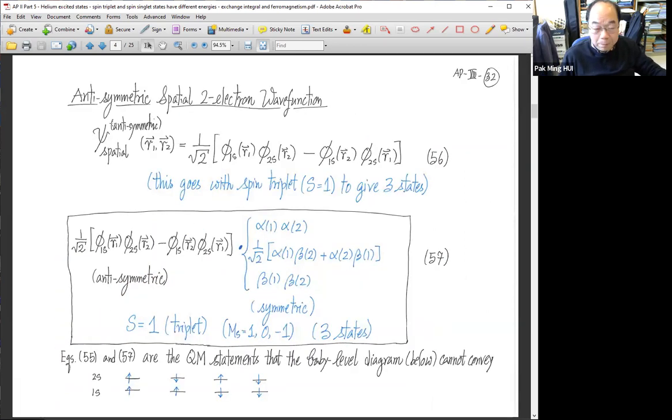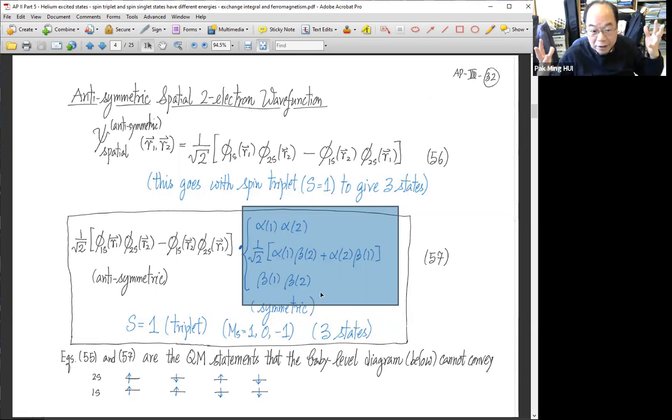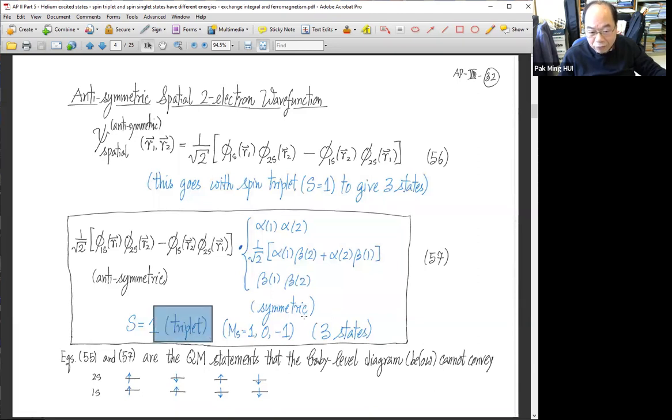But there's another possibility. Given 1s, 2s, I can form an anti-symmetric spatial state like this. Try it: R1, R2 interchange is off by a minus sign, so it is anti-symmetric. Then it goes with the spin triplet. The total will be anti-symmetric. Therefore, we have a triplet excited state. There are three states, okay?